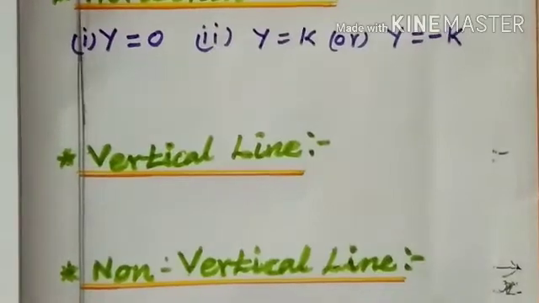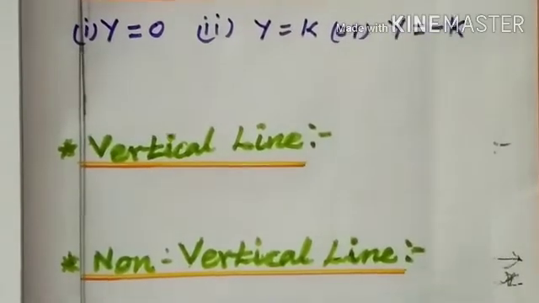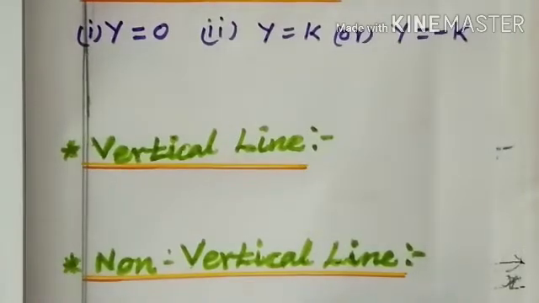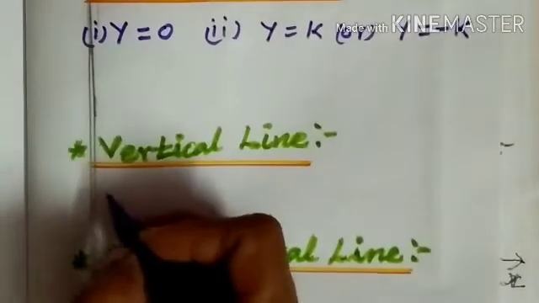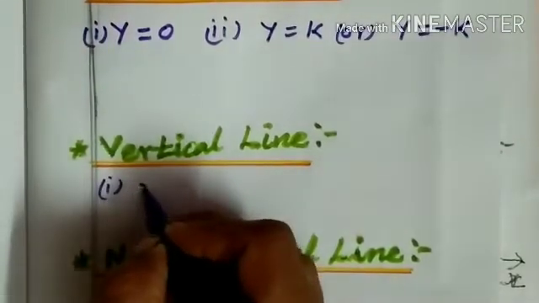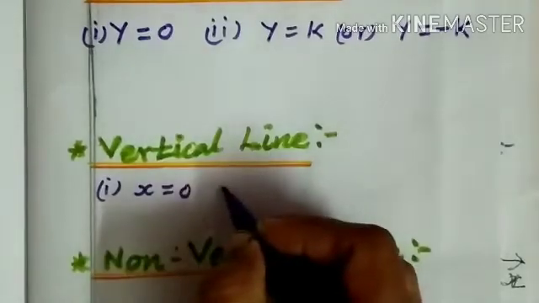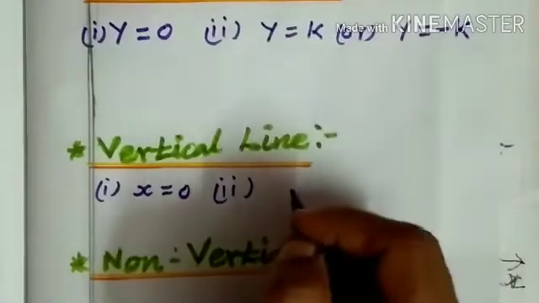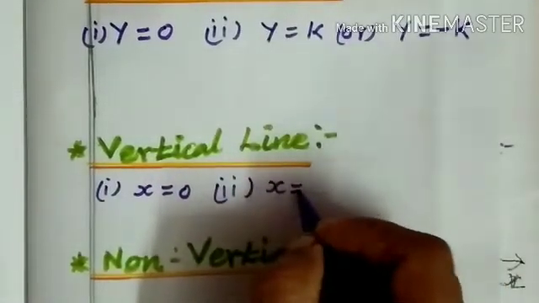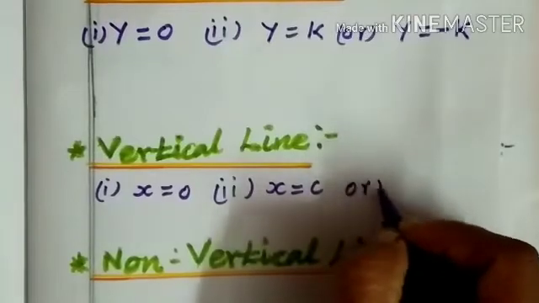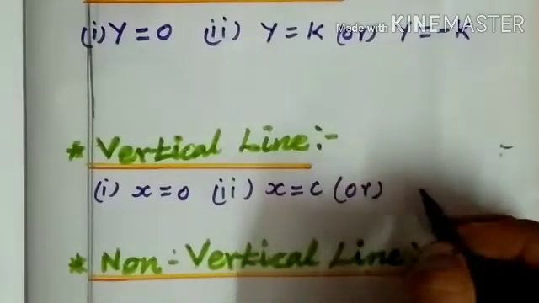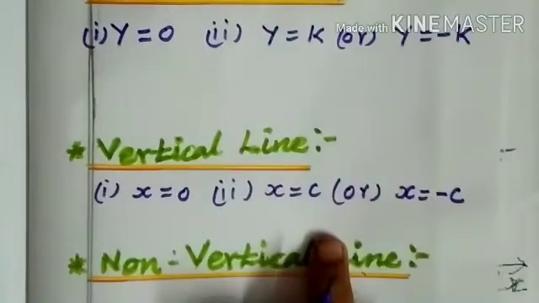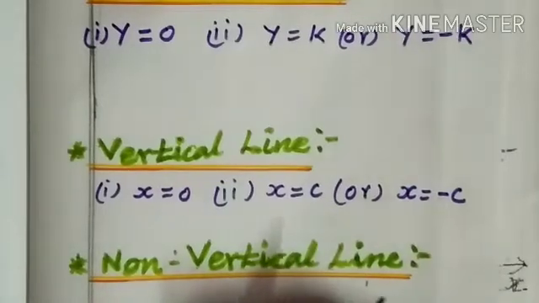Next we see the equation of vertical lines. If a straight line lies on the y-axis, then the equation of the straight line is x is equal to 0. If a straight line is parallel to the y-axis, that is, to the right of the y-axis, x is equal to c, or if it is parallel to and left of the y-axis, x is equal to minus c. Here c is a constant x coordinate.